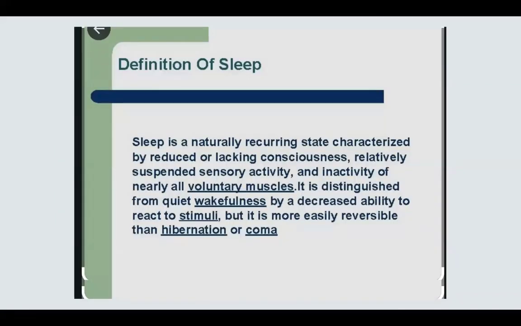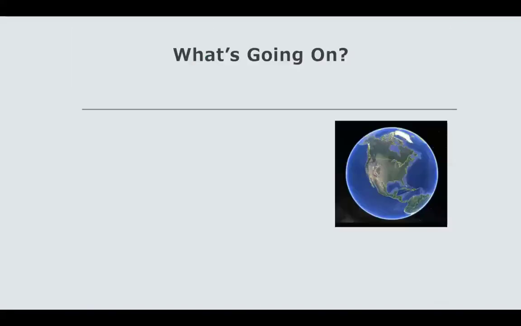What is sleep? This is a definition out of the Encyclopedia Britannica, if they still have that. It's a naturally occurring state characterized by reduced or lacking consciousness, relatively suspended sensory activity, and inactivity of nearly all voluntary muscles. If you're asleep, someone can come and bonk you in the head and you have absolutely no idea what's going on. You respond quickly, but it's not like a hibernation or a coma that we go into, thank goodness. And that good old alarm clock is always there reminding us of that. So this is the normal definition of sleep.